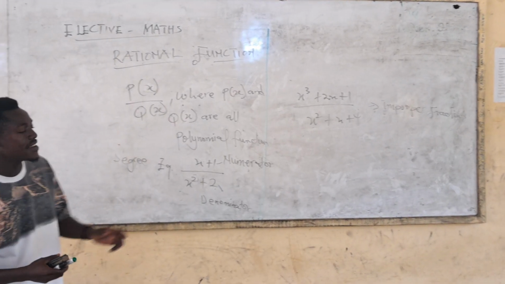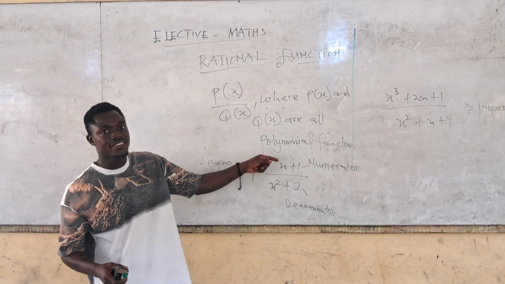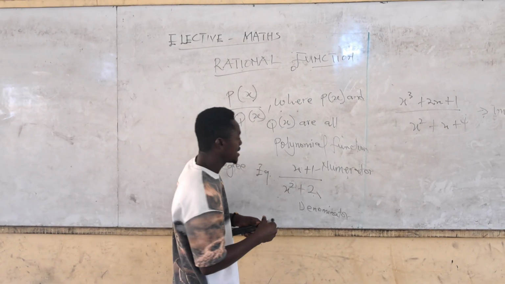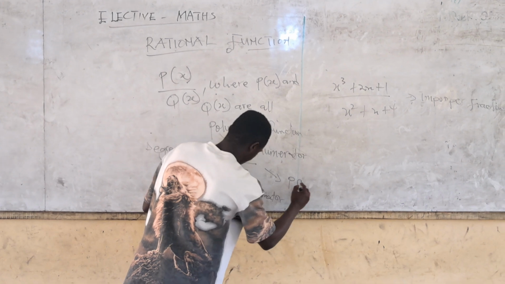Vice versa, whenever the degree of the denominator is greater than the degree of the numerator, it's called a proper fraction. So this one can be termed a proper fraction.